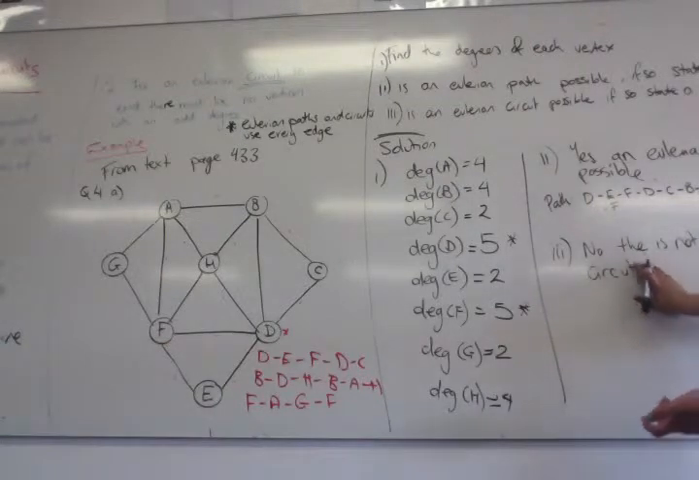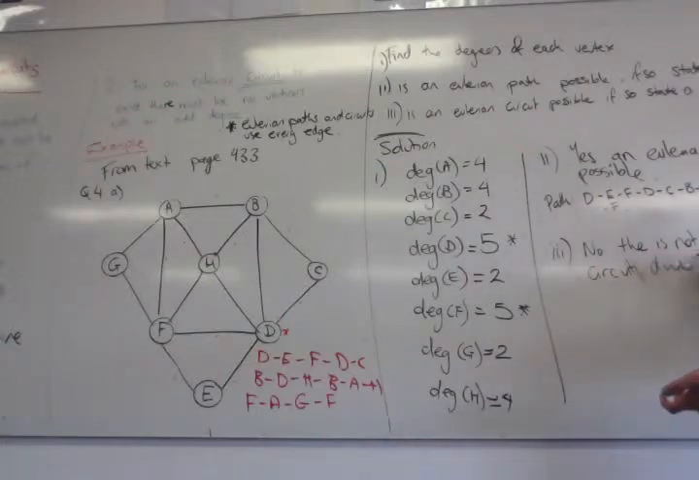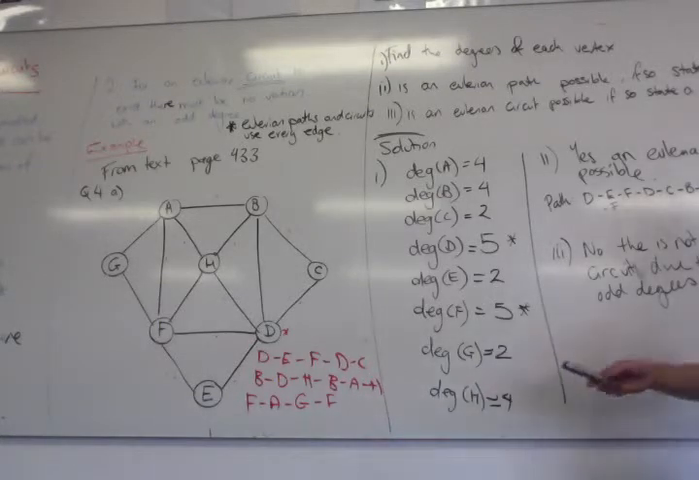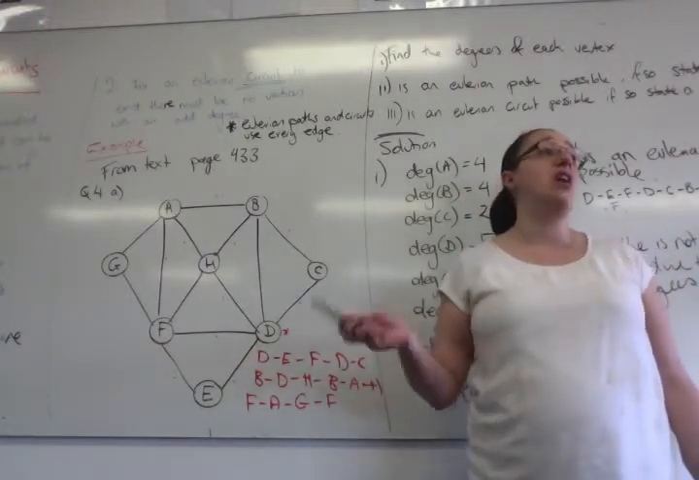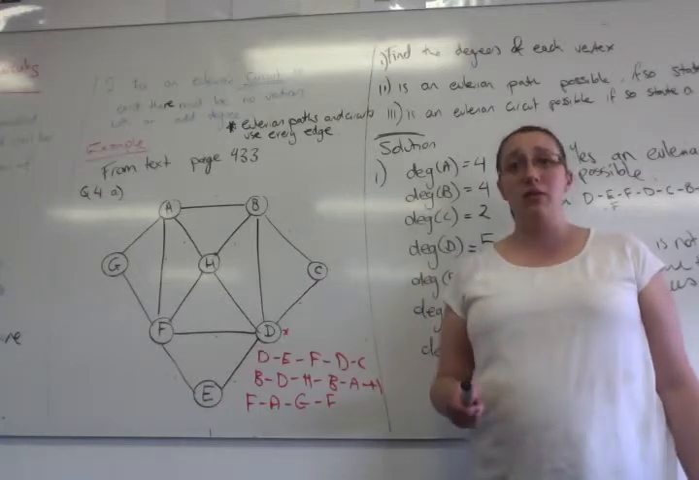Why? Due to D and F having odd degrees. And that's it, and you're done. That's how complicated Eulerian circuits and paths get. The worst bit is trying to find a path or a circuit and making sure that you've covered every edge once and not overlapping it.